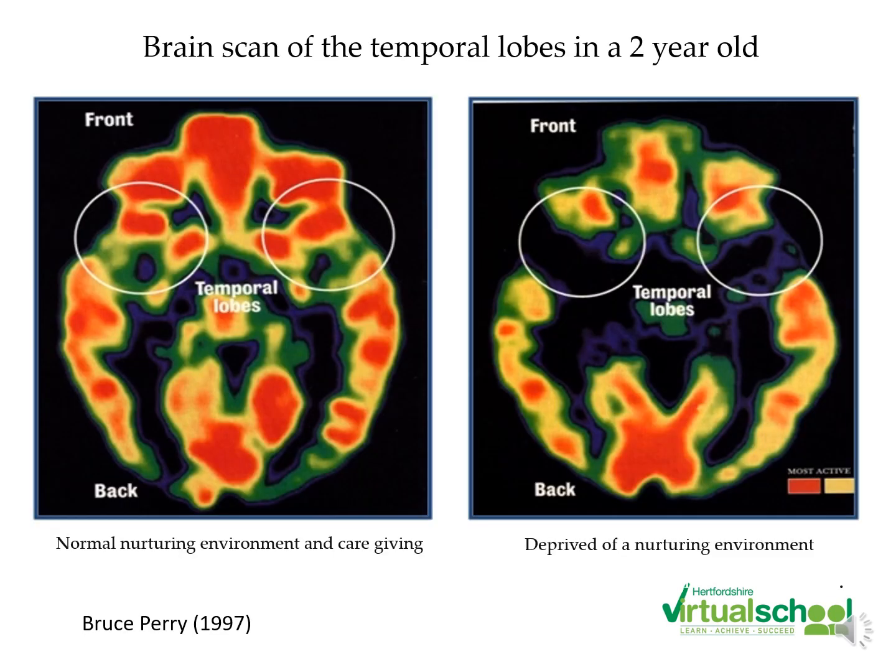So here is just an MRI scan that shows imagery of 2-year-olds. As you can see, you've got a lot more red movement in the normal nurturing environment and caregiving of a child, and then you've got a child that's been deprived of a nurturing environment, and you can see that you've got the frontal lobe and the back lobes.